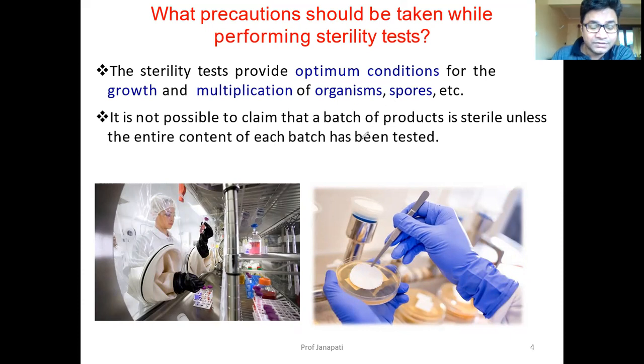So one more thing you need to keep in mind, it is not possible to claim that a batch of product is sterile unless the entire content of each batch has been tested. So you can't test everything in the batch. So pharmacopoeias have given some standards how to select the sample, how many quantities you need to take in a batch. From that quantity, how many ml or how many milligrams need to be taken. They have already specified. We will go and learn them.